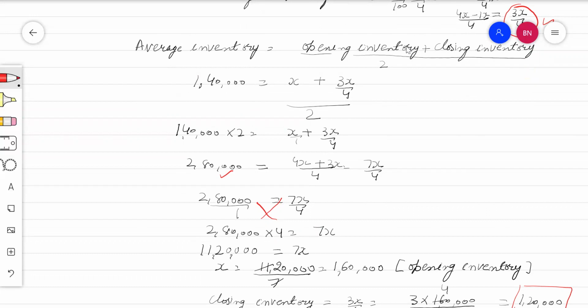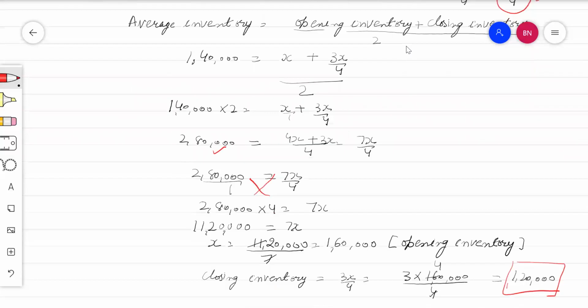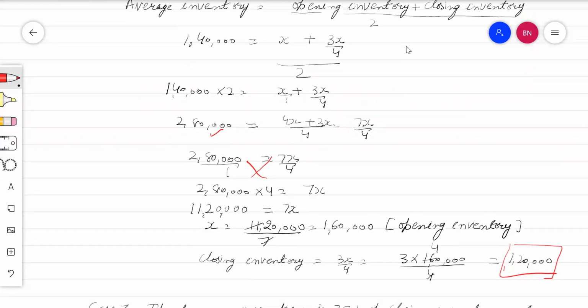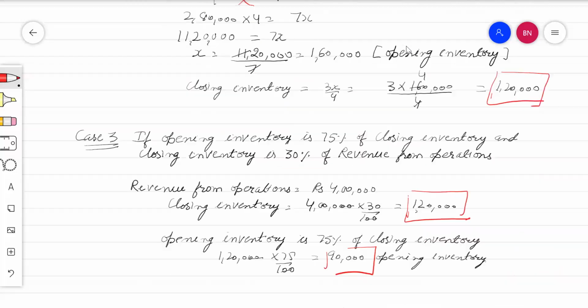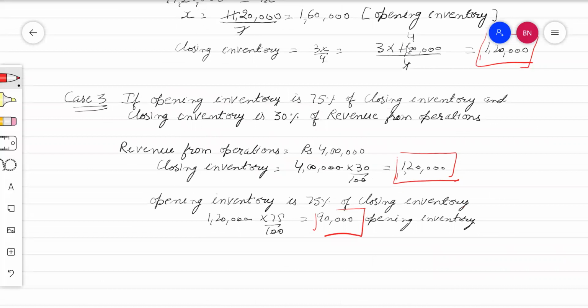Then closing inventory is 3X upon 4, 3 into 1,60,000 upon 4, and the value of closing inventory is 1,20,000. And the third case, opening inventory is 75% of closing inventory, and closing inventory is 30% of revenue from operations. Revenue from operations is rupees 4 lakh, and closing inventory is 30% of 4 lakh, that is 1,20,000, and opening inventory is 75% of closing inventory, that is 1,20,000 into 75%, 90,000.